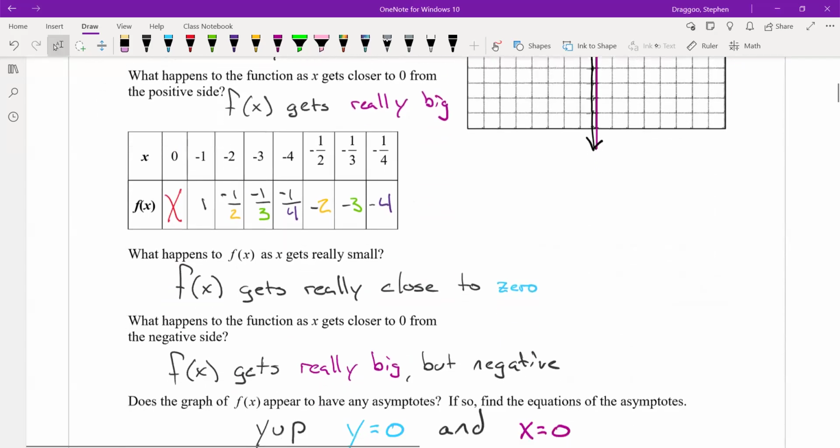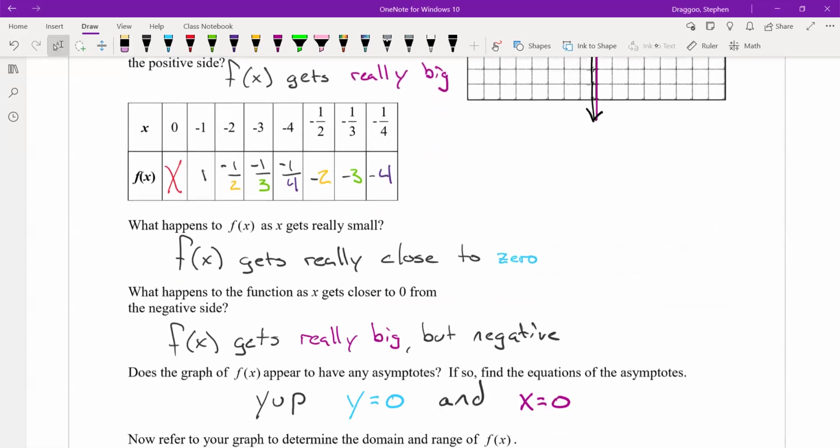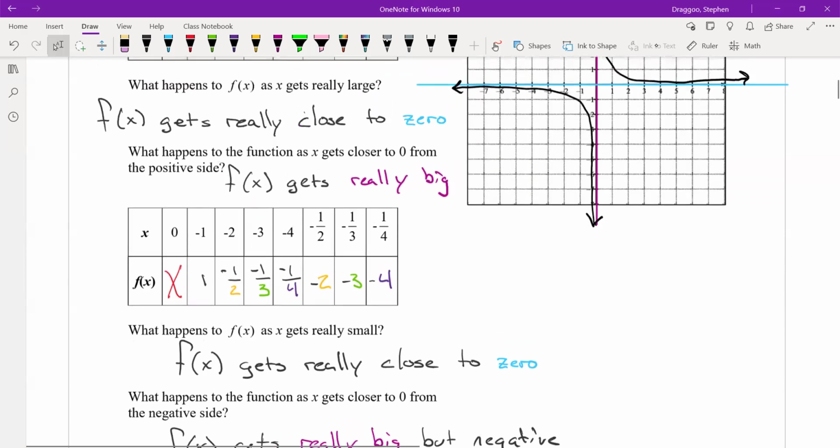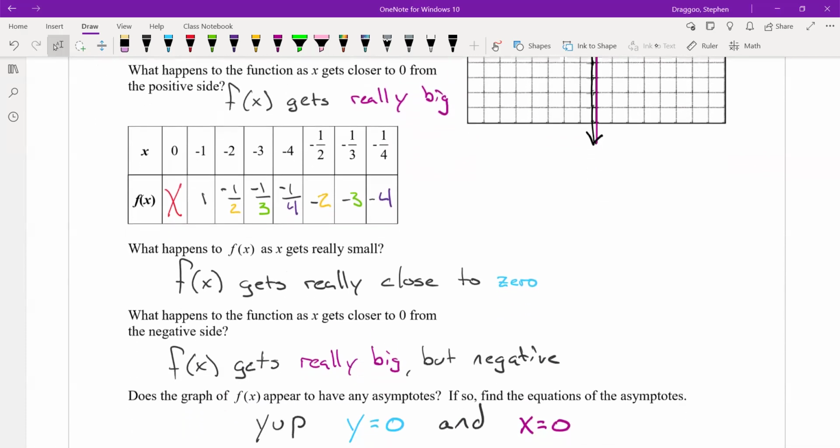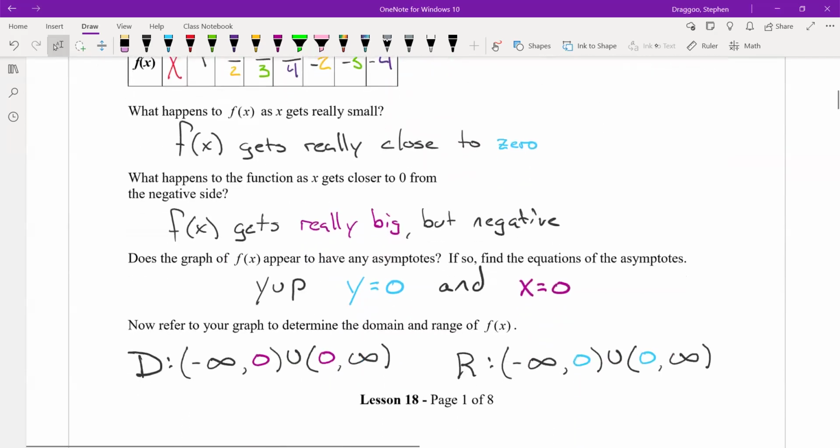But if we approach from the negative side, we'll see the same numbers show up, except our answer comes out negative instead. So if x gets really small, meaning x goes really far to the left on the graph, then our function still gets really close to 0. But if x gets really close to 0 from the negative side instead of from the positive side, then f of x still gets really big, but it's negative this time.